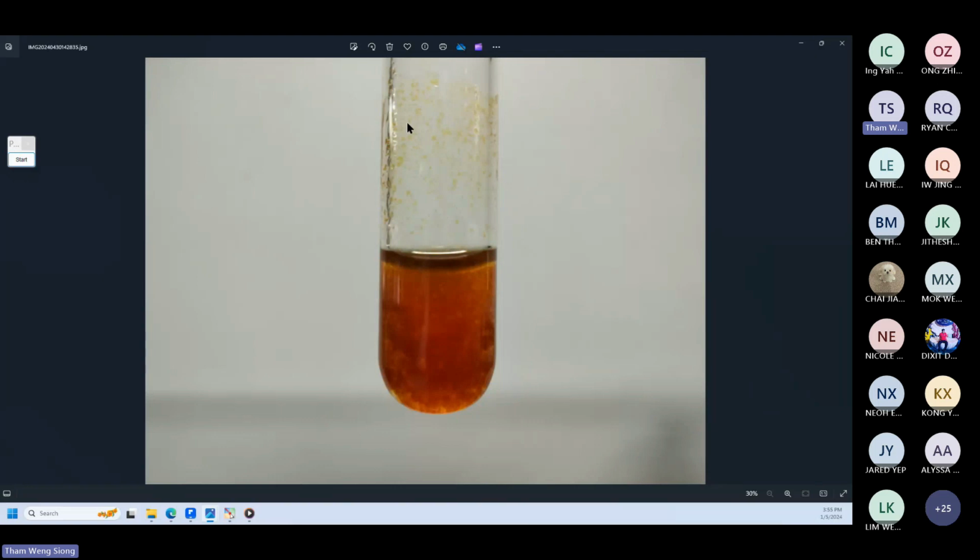Notice if I want to find out what color the precipitate is, again, I shake it strongly and the precipitate will stick at the wall here. Sometimes you don't know what color the precipitate is. Shake it, you see the precipitate stick at the wall here. All these are precipitate solid.